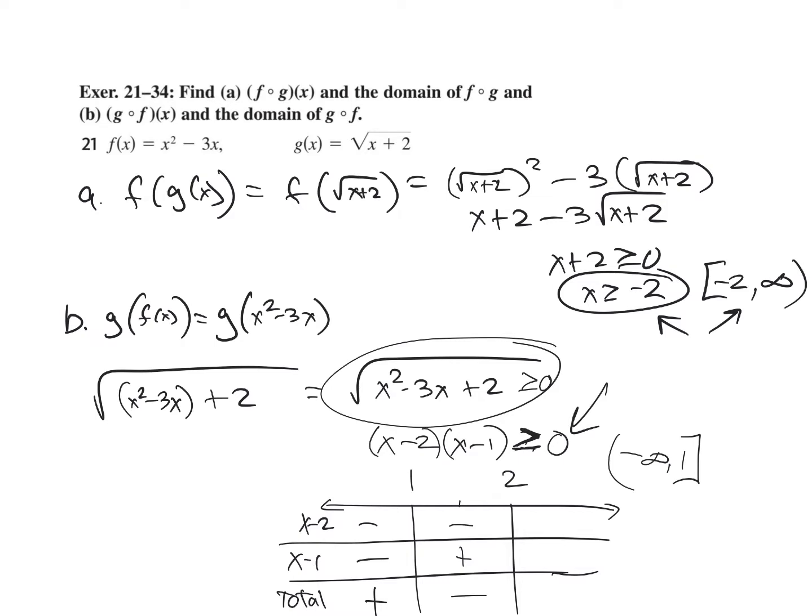And if it's greater than 2, and again, these are going to be closed dots because it's equal to 0, so let's put 3 in. 3 minus 2 is positive. 3 minus 1 is positive. You multiply those, you get positive. So we're going to union this with 2, including 2, to positive infinity. All right. Let's move on.